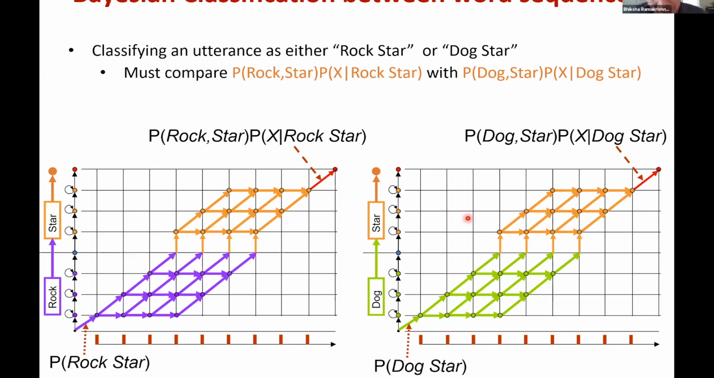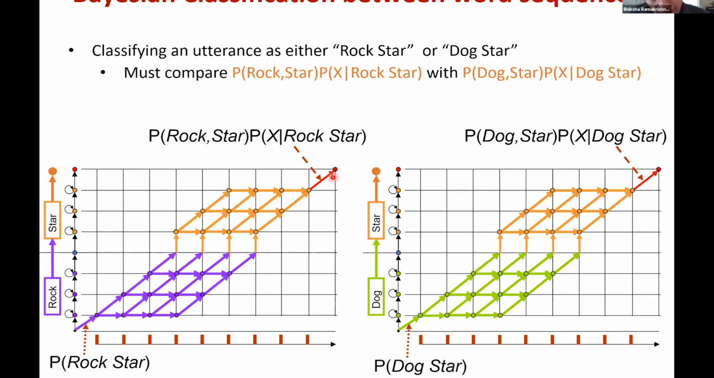Then you can just attach the model for rock and star, and you get a model for rock star. You can attach the model for dog and star, you get a model for dog star, right? And then when I get an input, I can align it against the model for rock star. I can align it against the model for dog star, and whichever gives me the higher match score or the lower cost, I am going to use that. I'm going to recognize it as that corresponding word sequence.